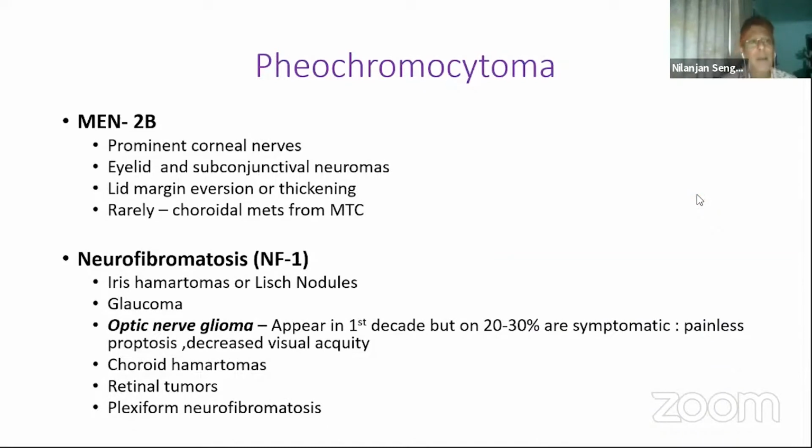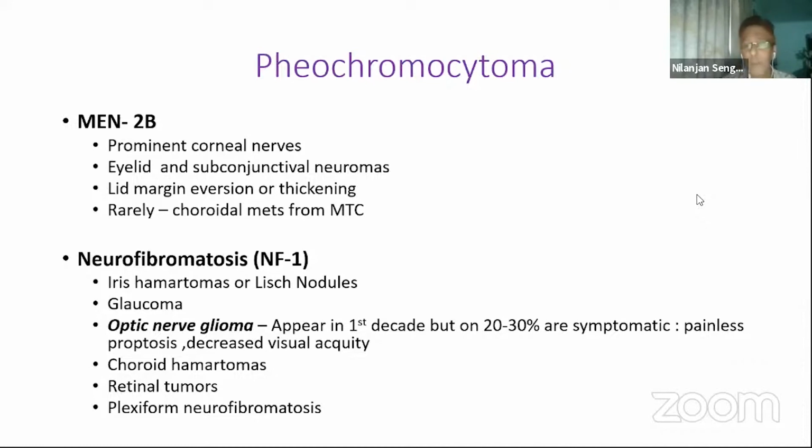MEN 2B may be associated with prominent corneal nerves, eyelid and conjunctival neuromas, because a huge neuroma simply by pressure effect can cause visual abnormalities, and rarely there may be choroidal metastasis from a medullary thyroid carcinoma. Neurofibromatosis again may be associated with a host of ocular manifestations like the Lisch nodules, which are nothing but hamartomas in the iris, may be associated with glaucoma, and most important is an optic nerve glioma.